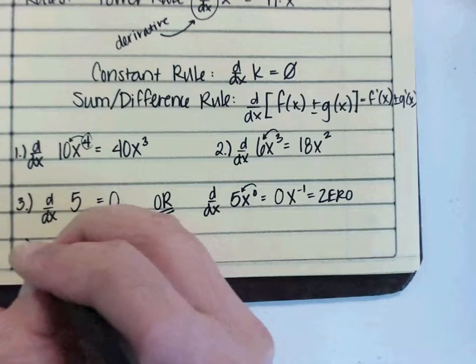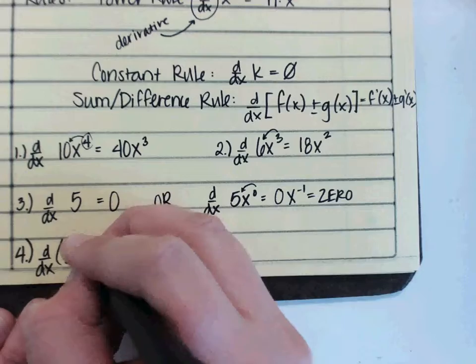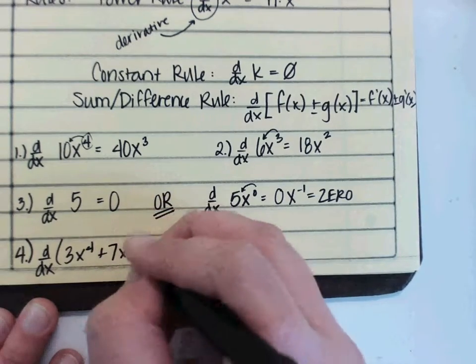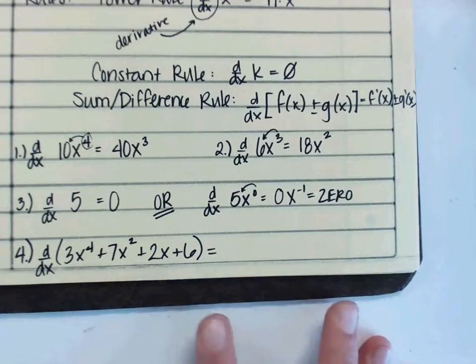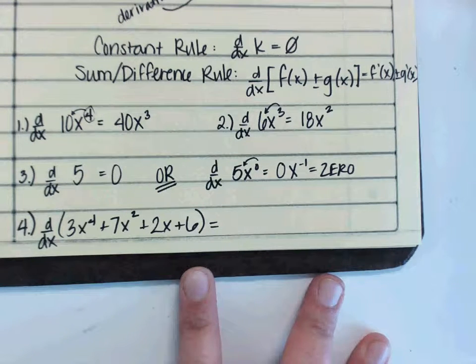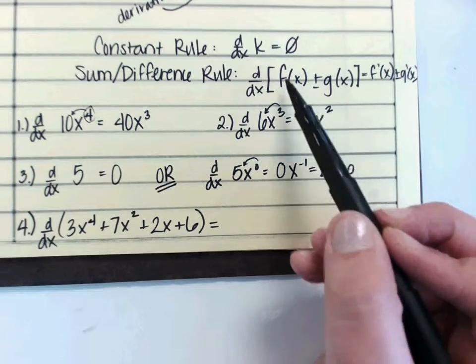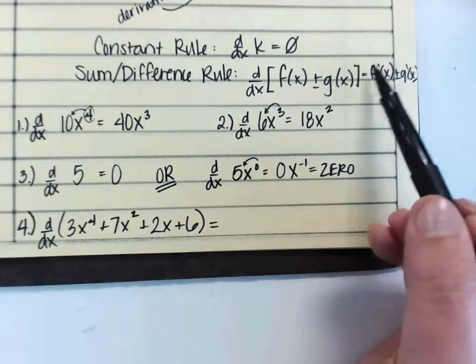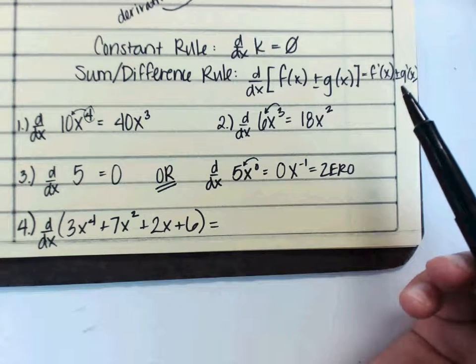So, d dx of 3x to the fourth, 7x squared plus 2x plus 6. That's a big jump. It is, but all that this is illustrating is the sum or difference rule. So notice, the sum or difference rule says if I take the derivative of things that are added or subtracted, I just add or subtract the derivatives. So you're going to go one term at a time, doing the exact same rules every single time.